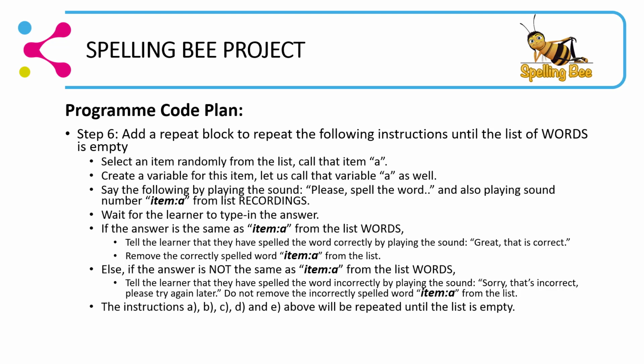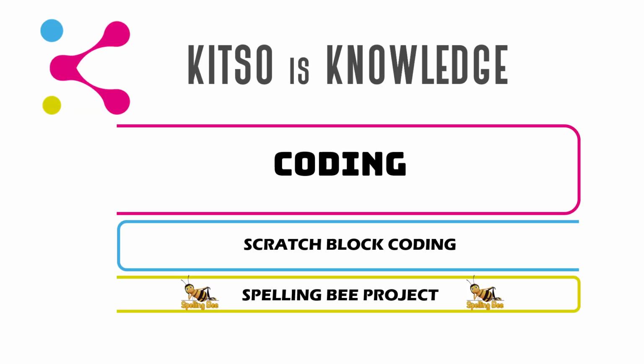Once the list is empty, in step 7, we will play the sound "Well done, you have completed the spelling bee test" to tell the learner that they have completed the spelling bee test. Great, this is fantastic. Now let us start coding.